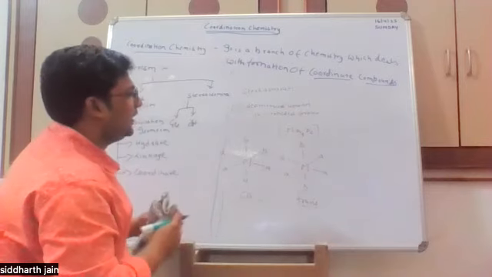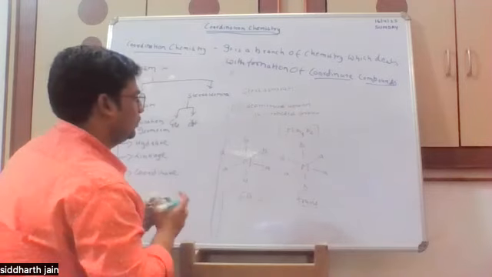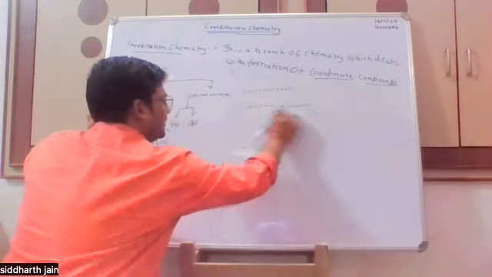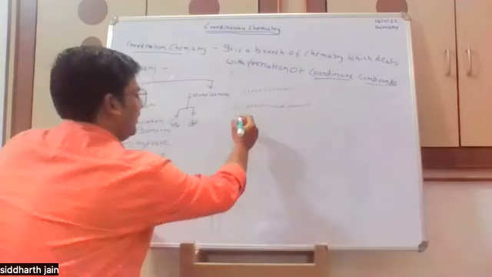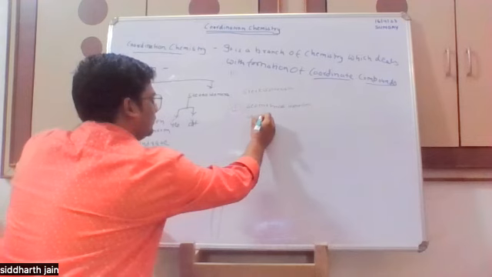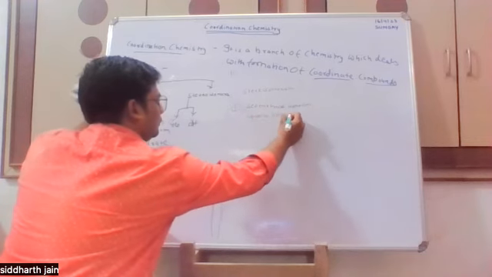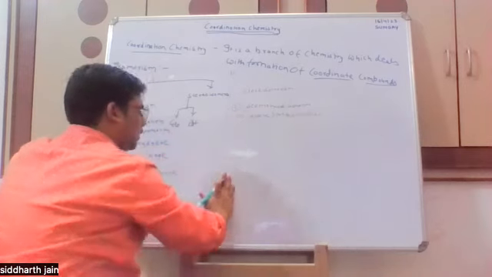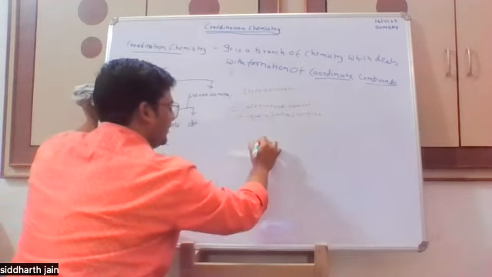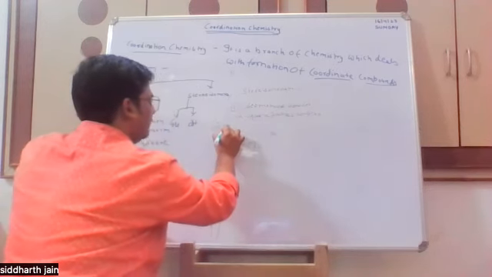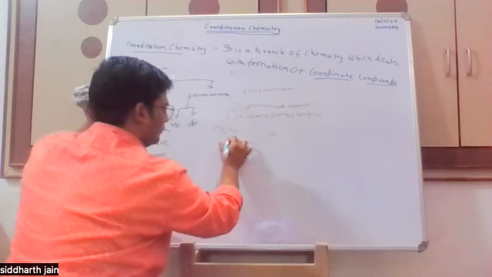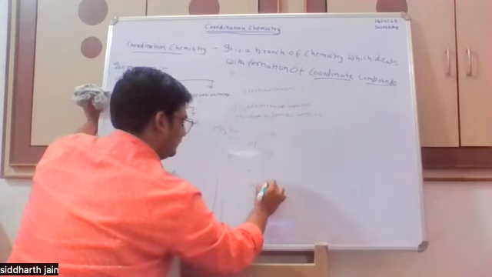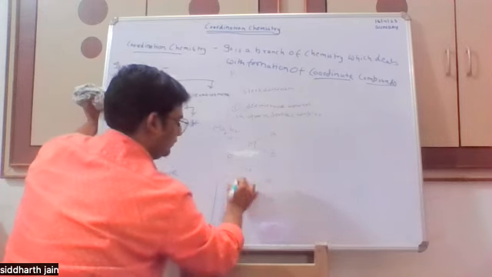There can be different cases also. For example, instead of octahedral complexes, if we take square planar complexes. This complex has a square planar geometry. So if we take the case of MA2B2, this is the cis isomer and this is the trans isomer.